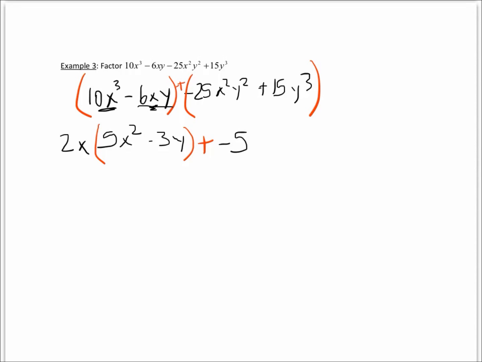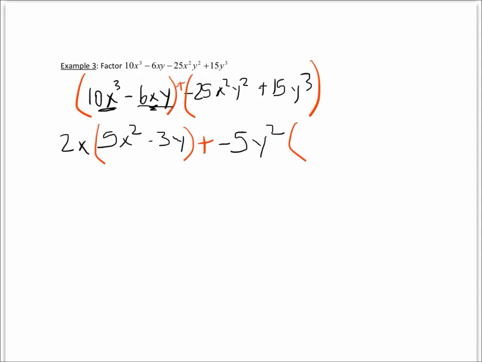Also now, I've got to look at the variables. I got 2 x's and 2 y's. Over here, I have 3 y's. What's common? Well, these both have 2 y's. 2 y's here, and then there are 2 y's in the y cubed, which means that y squared, 2 y's, are part of the GCF.